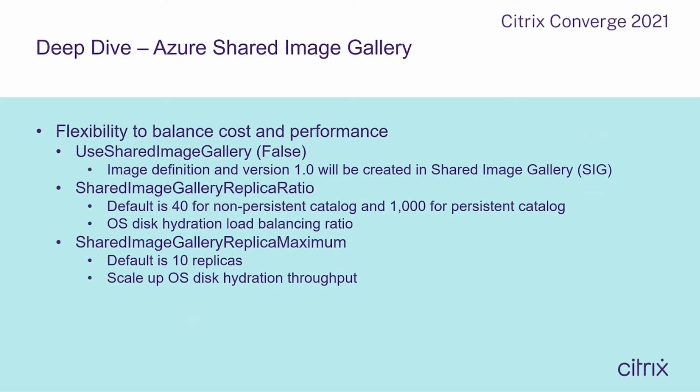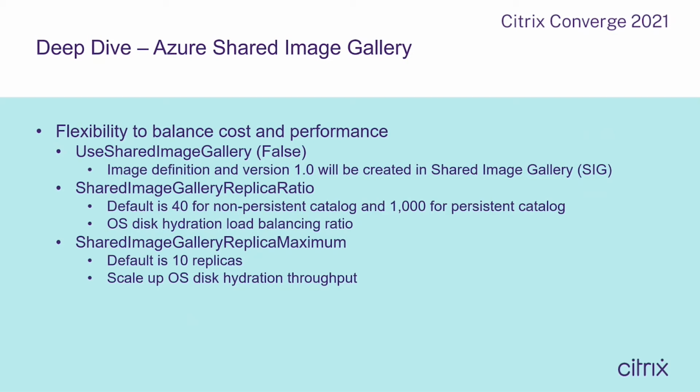This one is Azure Shared Image Gallery, and it's about flexibility, to provide you flexibility to balance cost and performance. For example, by default, use Shared Image Gallery is false, but if you set it to true, MCS will create a Shared Image Gallery and create an image definition, and will set a version to be 1. And so now you have an image in the Shared Image Gallery.